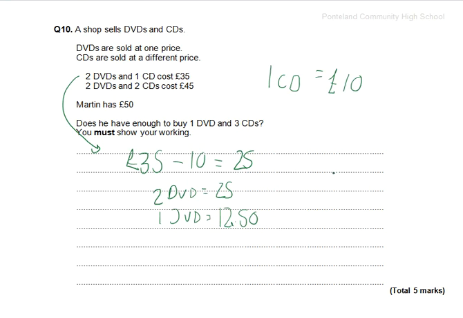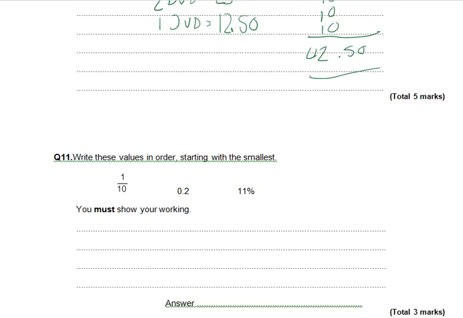Is it enough to buy one DVD and 3 CDs? So we've got 12.50 plus 10, 10, 10. So we end up getting 10, 20, 30, 42.50 as our final answer for that one.